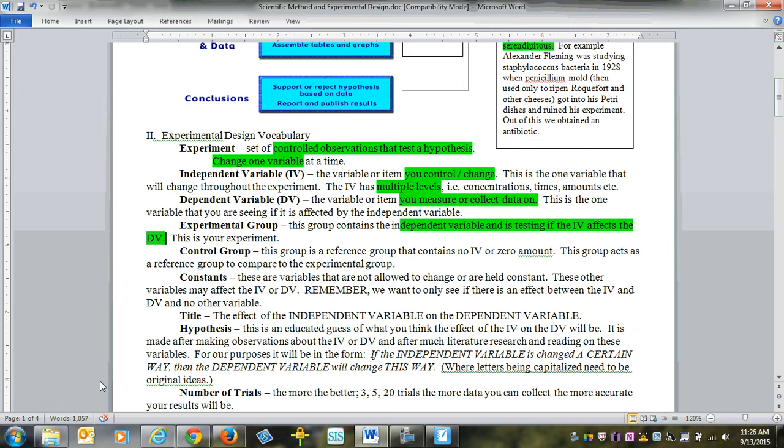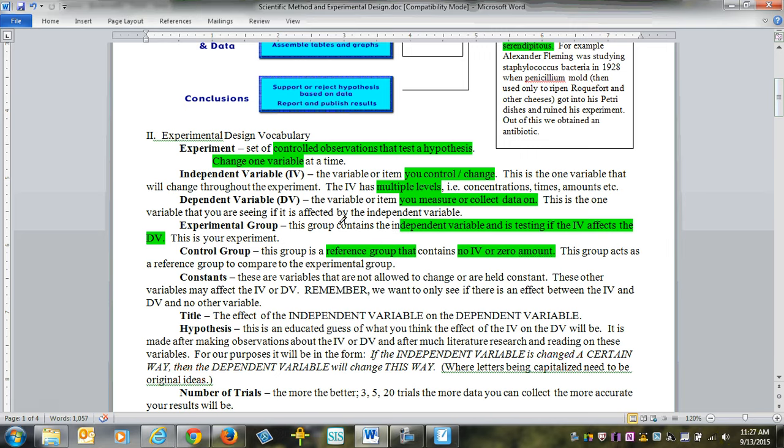Okay? And then we also need to have a control group or a reference group. And the reference group is called the control group. And this is one that has no IV or 0 amount of your IV. Okay, so this is usually going to be water, or it's going to be no independent variable. Okay, so for example, if I was testing, does the amount of salt affect the freezing point of ice? My control would be 0 salt, and then my independent variables would be 5 grams, 10 grams, 15 grams, 20 grams. Okay, so look for 0 or water.